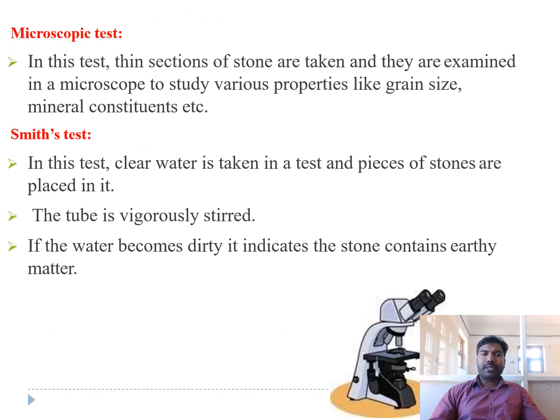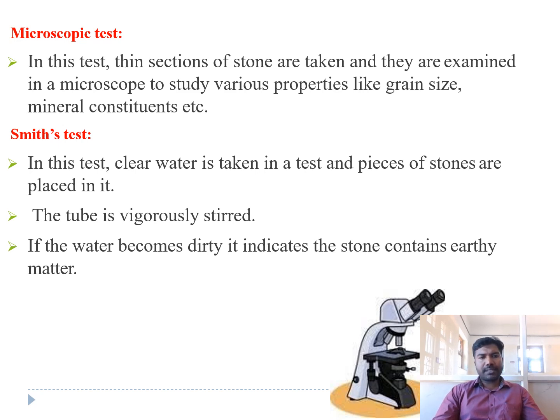Next one, microscopic test. Microscopic test means we have to note the grain size. In this test, a thin section of a stone is taken and examined under the microscope to study various properties like grain size, mineral constituents, etc. With the help of the microscope, we can easily note the grain size. That is the main purpose of conducting this test.